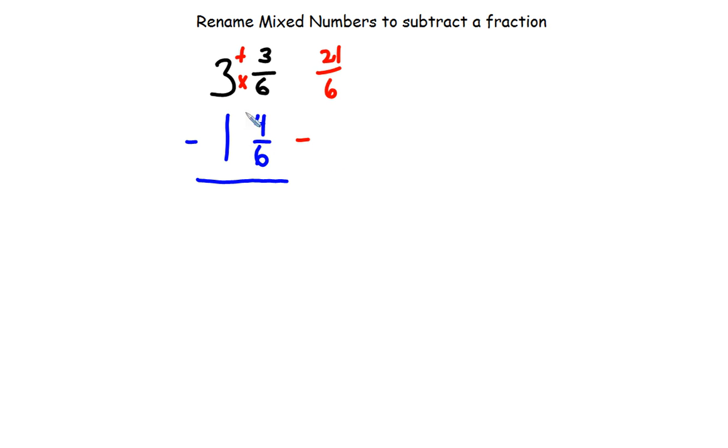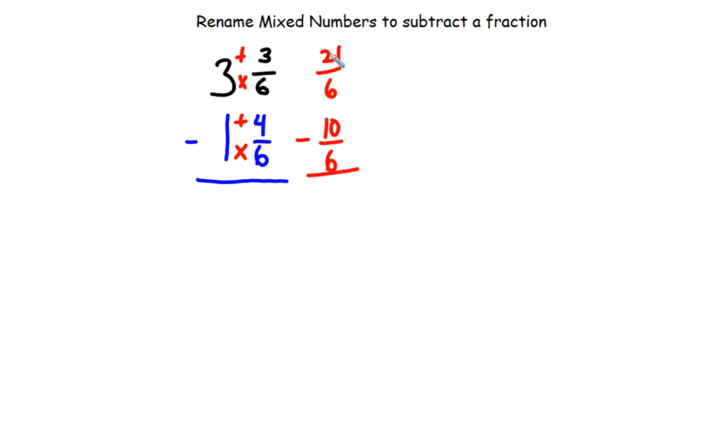Now I'm going to do the same thing with the 1 and 4/6. So I'll multiply the denominator by the whole number and add the product to the numerator. So 6 times 1 is 6. 6 plus 4 is 10. So now I have 10 over 6.